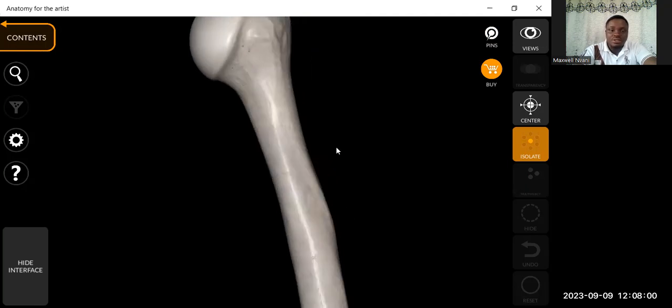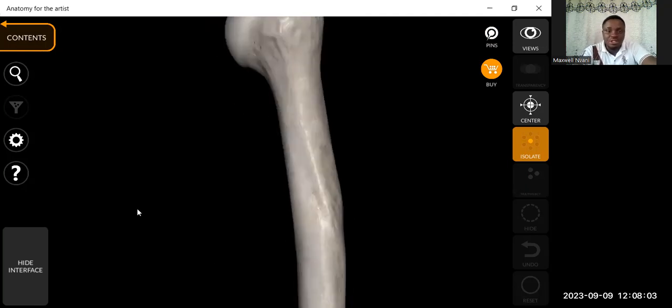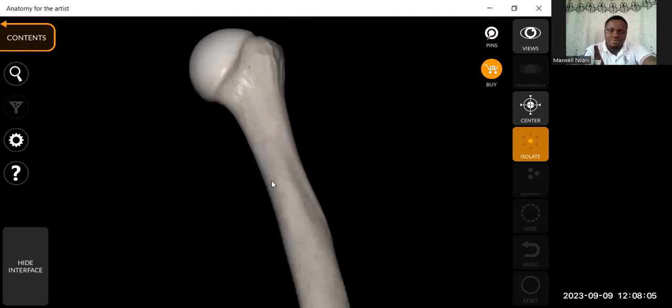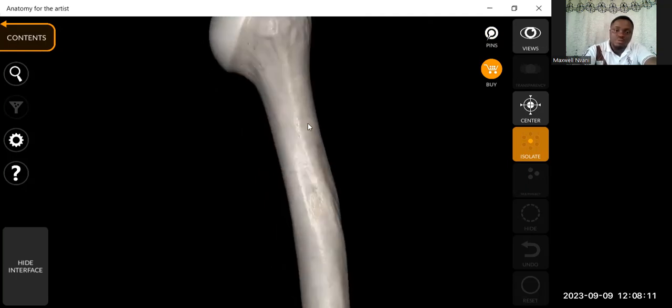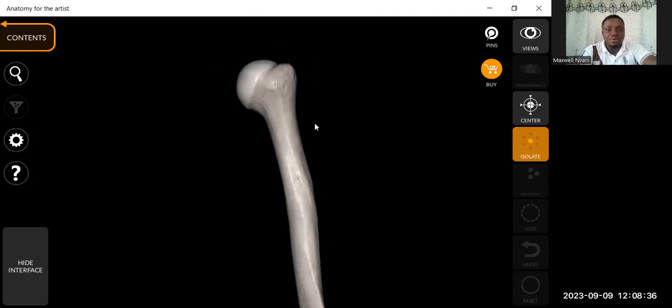There is also an oblique ridge. You can't really appreciate it using this diagram, but the oblique ridge is found above the radial groove. So it's somewhere here, an oblique ridge. You can see my cursor, it's oblique. It's not vertical, it's not horizontal. Those are the features that we can find on the posterior surface of the humerus.